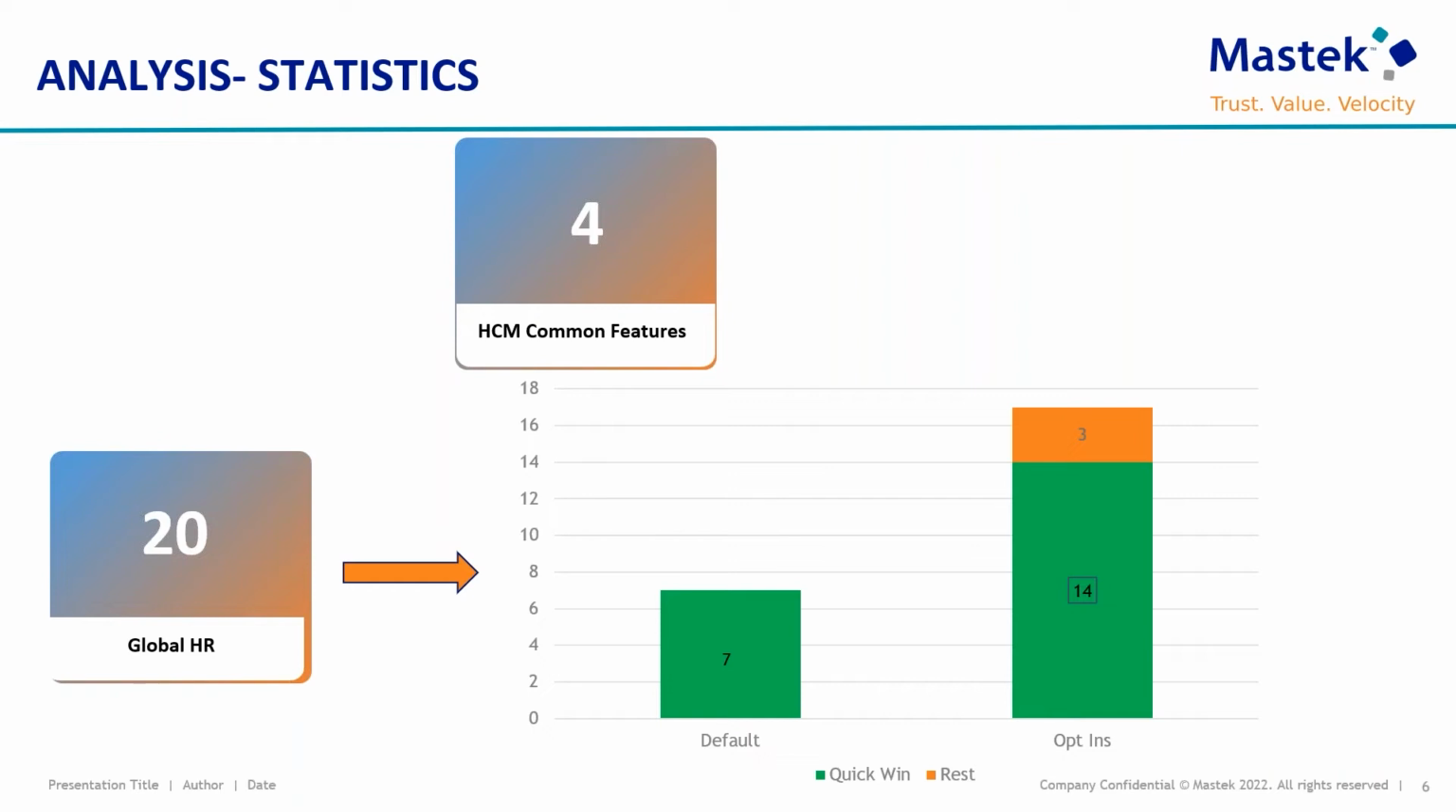Yes, team. As per our analysis, there are 24 new features coming in the 22D upgrade, among which 20 are related to global HR and 4 are HCM common features. And as per analysis, there are 7 features, which you can see here, which are available by default, and they are quick wins. You need not do any configurations or opt-ins for that. They are by default available to you and can be utilized.